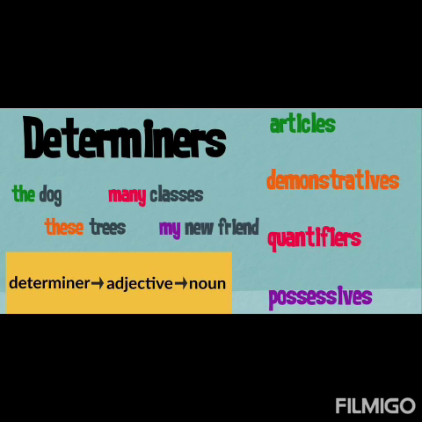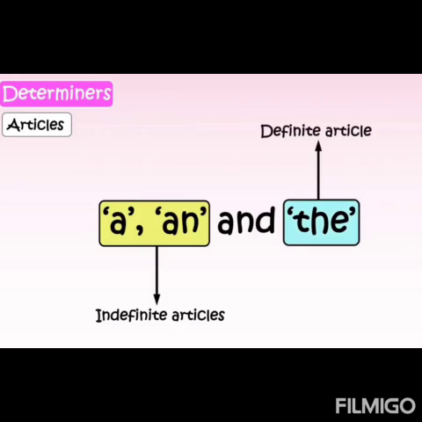Let us start with the first category, that is articles. A and the are articles. A and an are indefinite articles that are used to refer to an indefinite noun, and the is a definite article that we use to refer to something definite in our sentence.